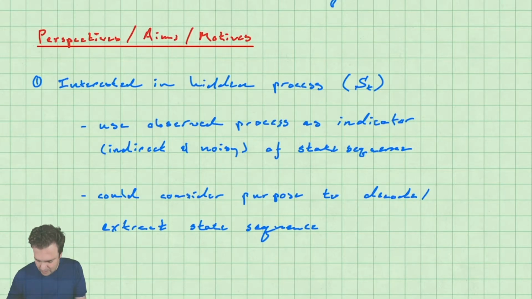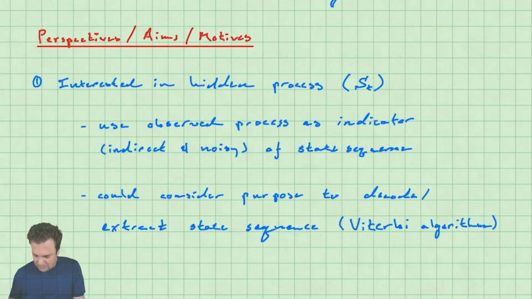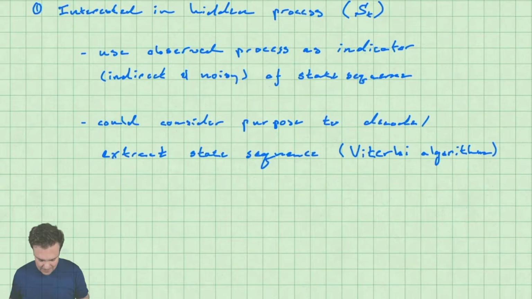If you want to look into this and learn more about it, because again we're not going to be doing it here, there's an algorithm for doing this called the Viterbi algorithm. So you can look that up if it interests you. But this is the rough idea of things you might want to do if your main object of interest was the hidden process.